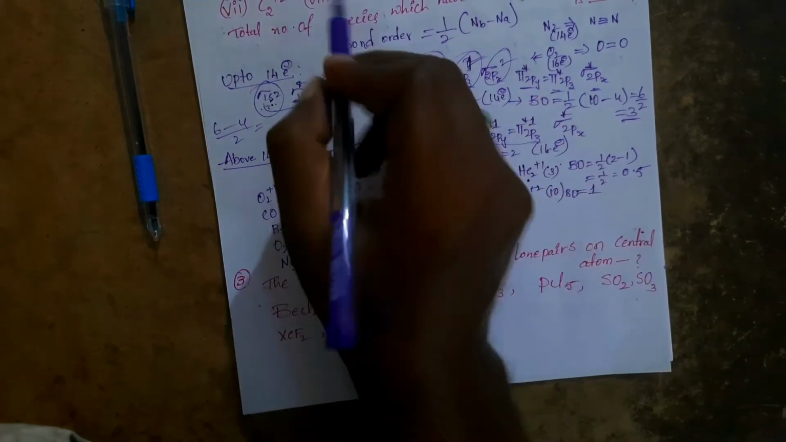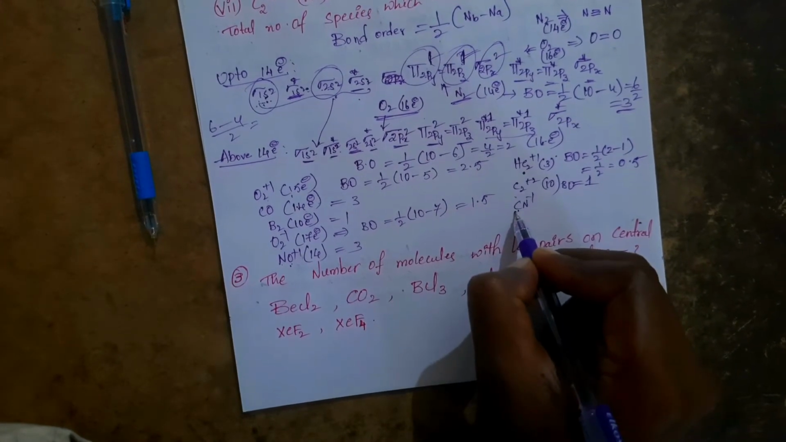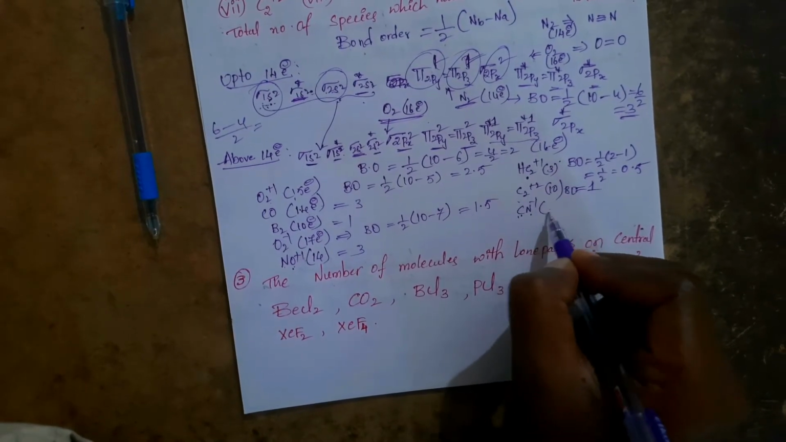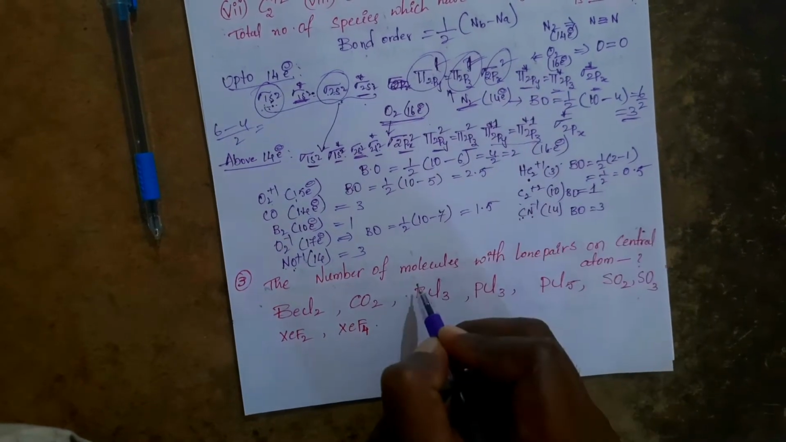It is not having... CN minus, you take. CN minus means how many electrons? Carbon 6, nitrogen 7, so that is 13. 13 plus 1 means 14. 14 electrons means the bond order is not fractional, it is 3.